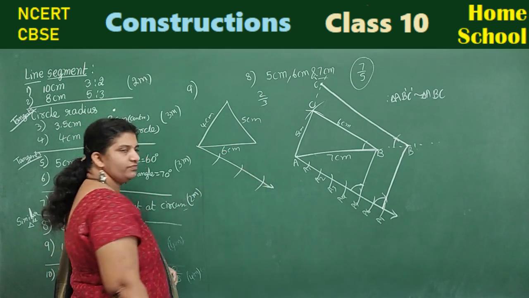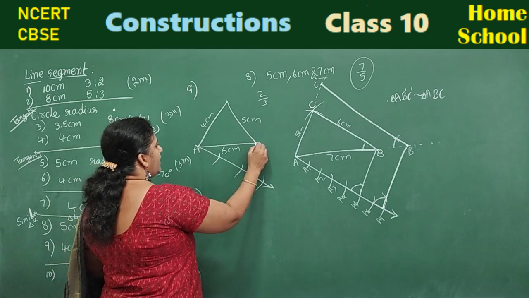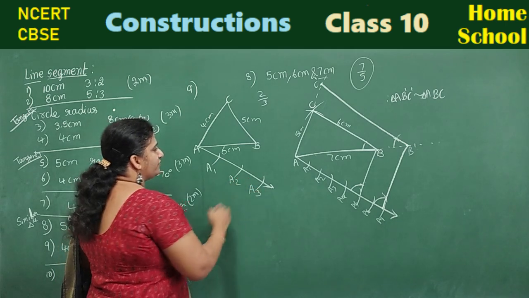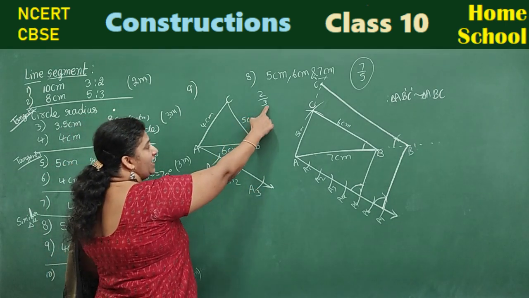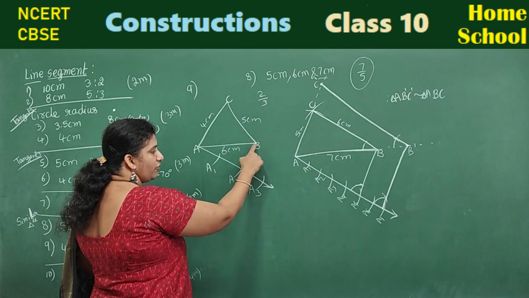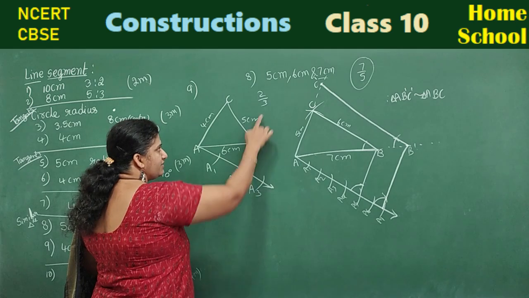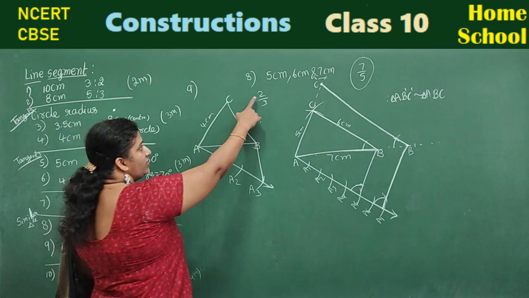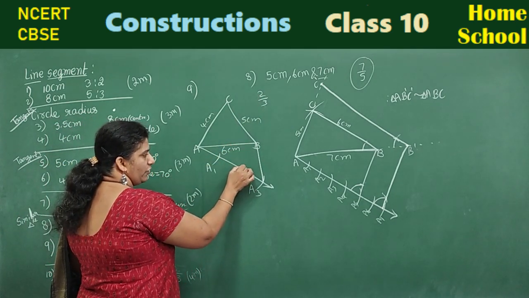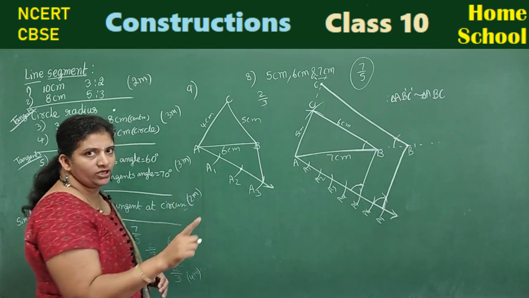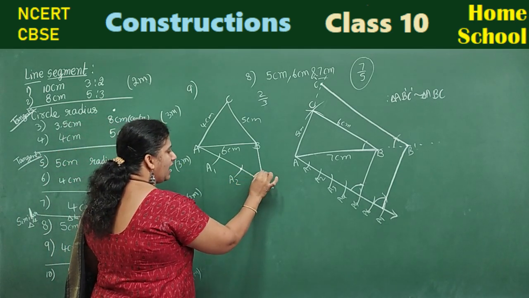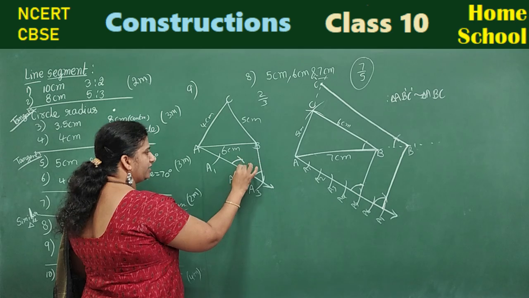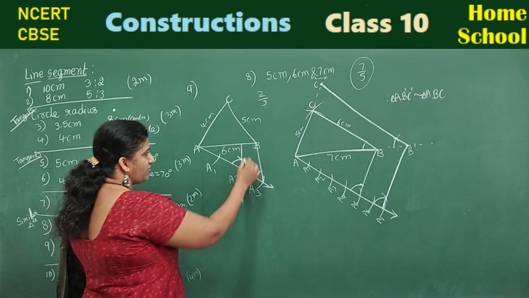1, 2, 3. And mark this as A, B, C or P, Q, R. Any letter you can take. A1, A2, A3. Observe the denominator. From the denominator to the other end point you need to join. 3 is the denominator, from A3 join. Okay. Now what is your numerator? 2. See here, this is the point where you need to do it. Again, one statement you need to remember. What is that? Free arc, go back, measure, cut, join. Okay. Same manner again.